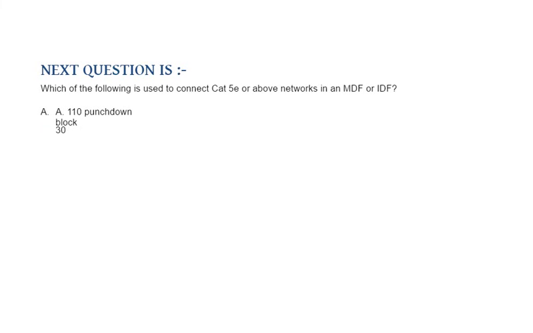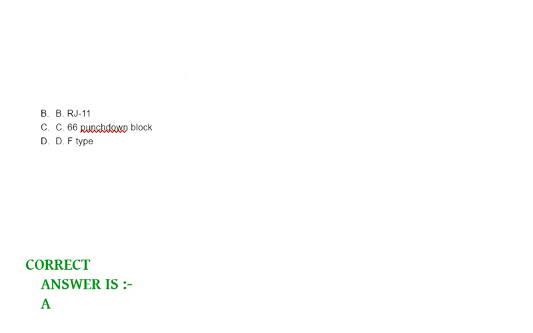Next question is which of the following is used to connect Cat5e or above network in an MDF or IDF? Option A 110 punch down block. Option B RJ11. Option C 66 punch down block. Option D F type. Correct answer is option A.